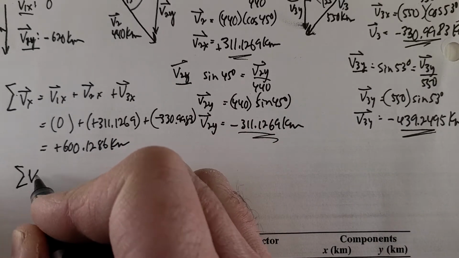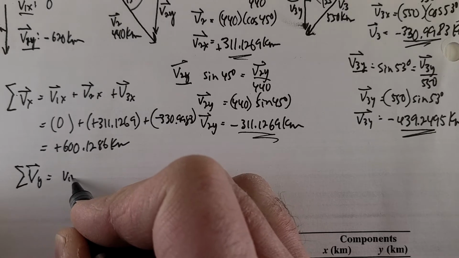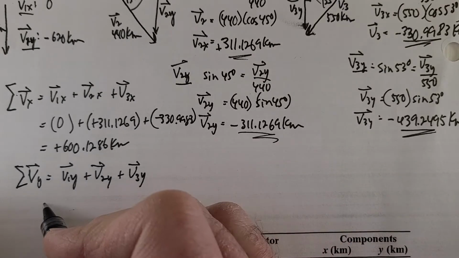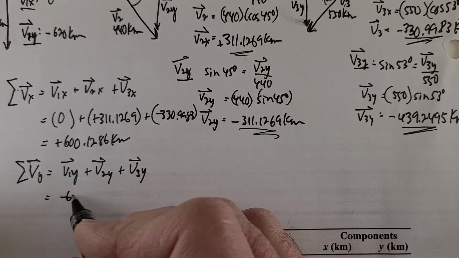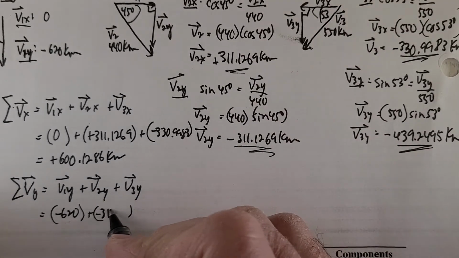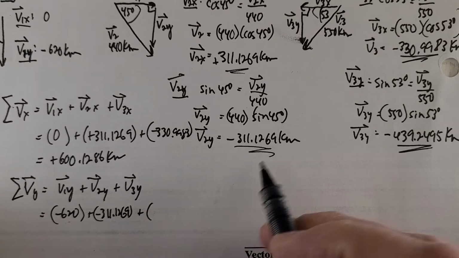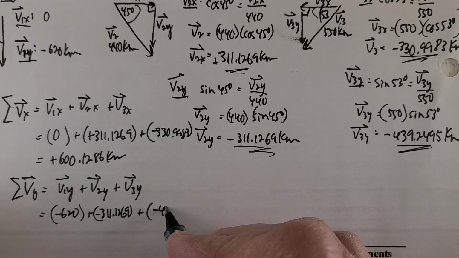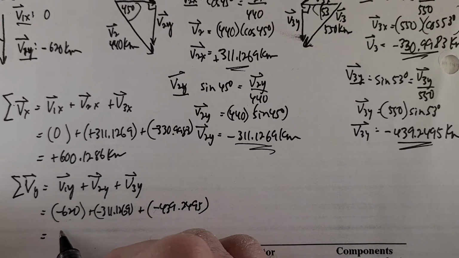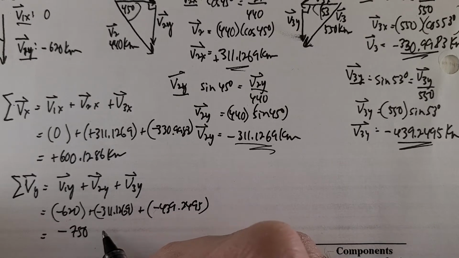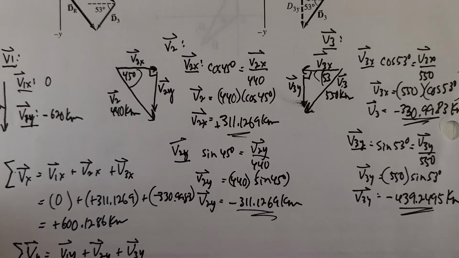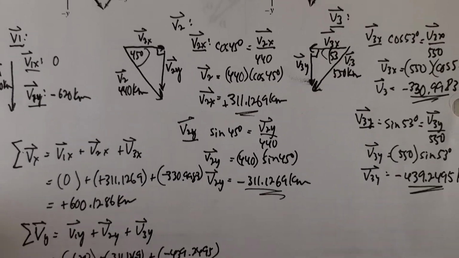And Vy, the sum of all the Vy's, so I have a V1y and a V2y and a V3y. So my first Vy was negative 620. My second Vy was negative 311.1269. And my V3y was negative 439.2495. And that's going to give me a grand total of negative 750. Yeah, because we have, let's see here. All right, I see that I made a mistake.